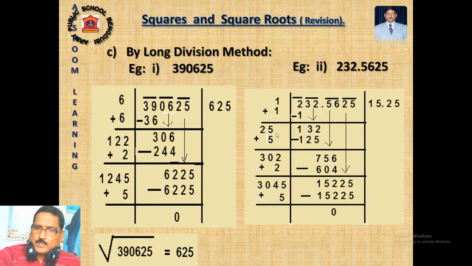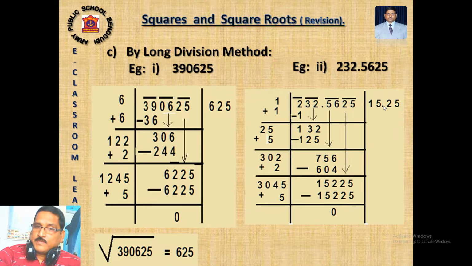You remember here there is a 0. So how many times can 20 go up to this much, 132? 5 times is 100, 6 times is 126. But if I write down 6, then 26 times 6 is more than 132. That's why I am writing 5. 25 times 5 is 125. Writing 5 here. After subtracting, I am getting 7.